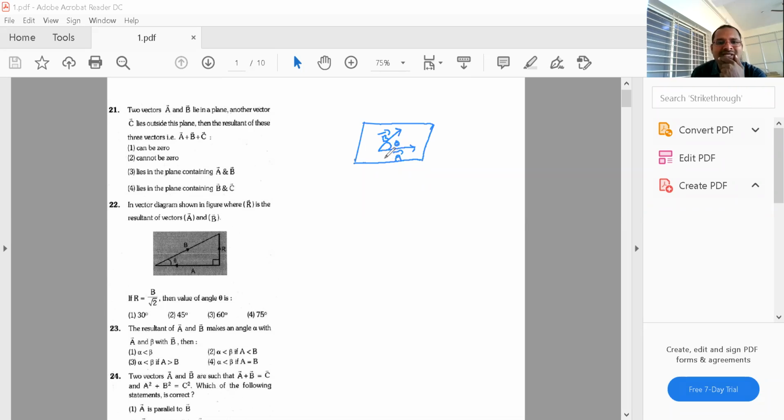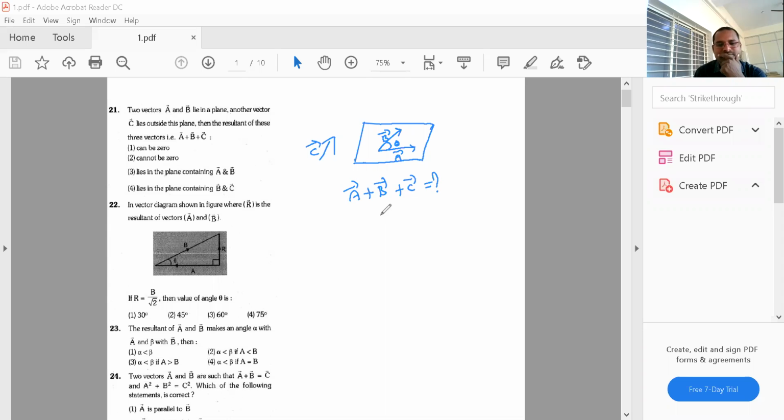Now what are they saying? Another vector lies outside of this plane. Another vector C bar is there outside of this plane. Now the resultant of these three vectors, A bar plus B bar plus C bar, is equal to what they are asking.